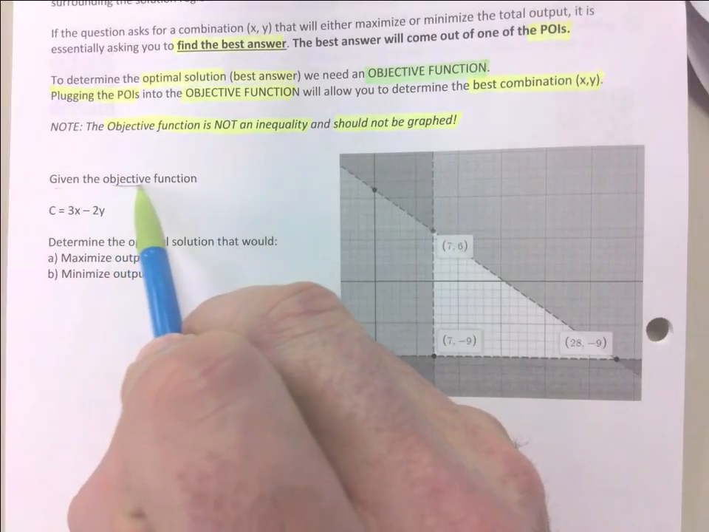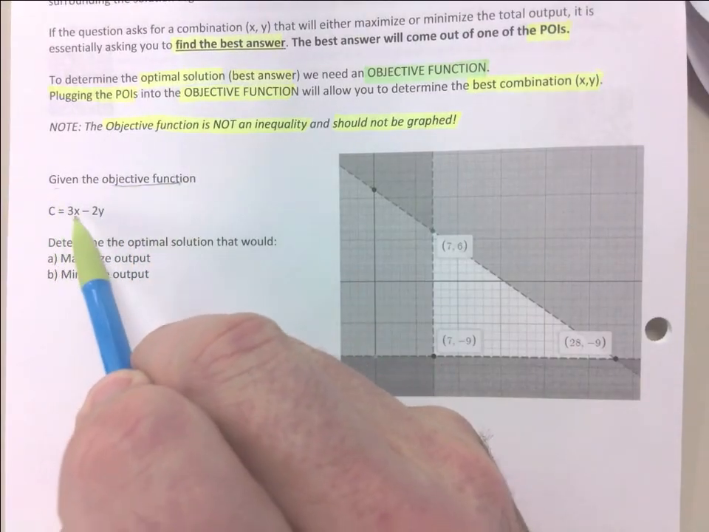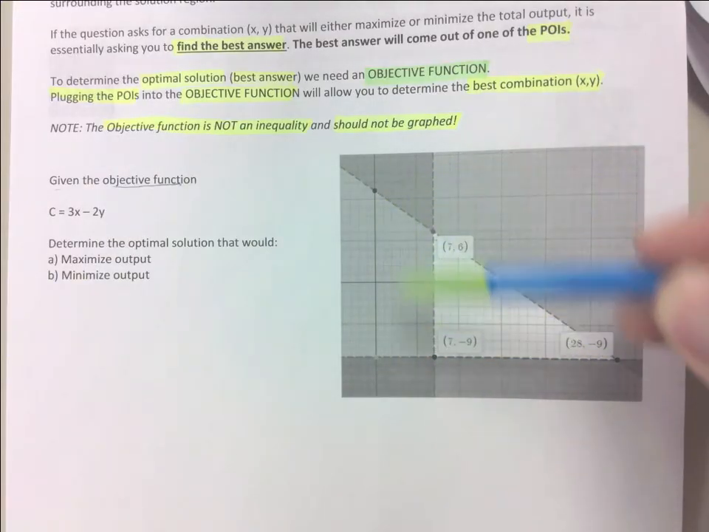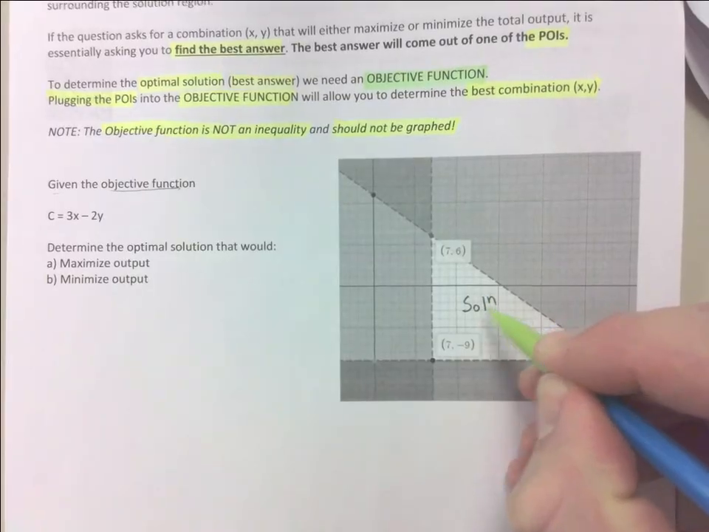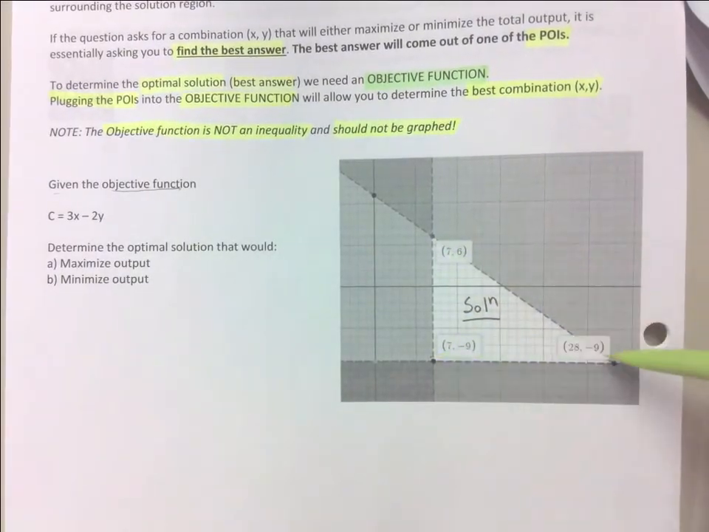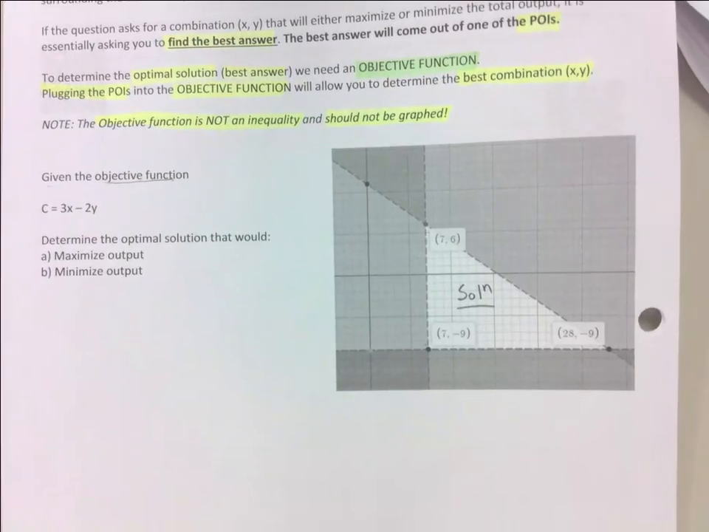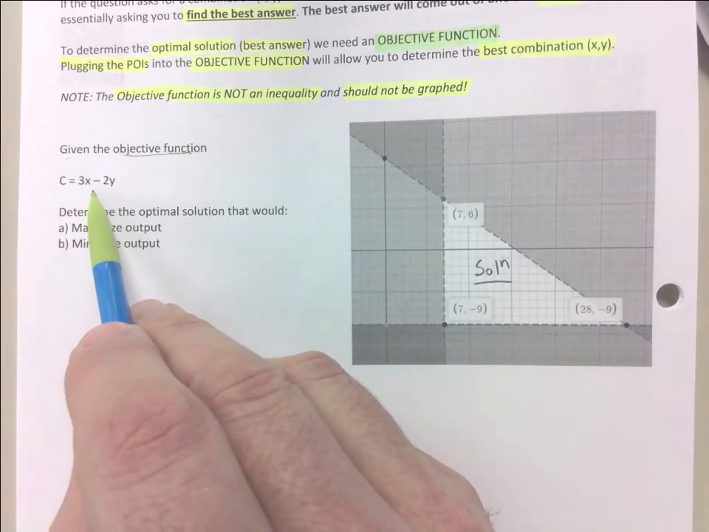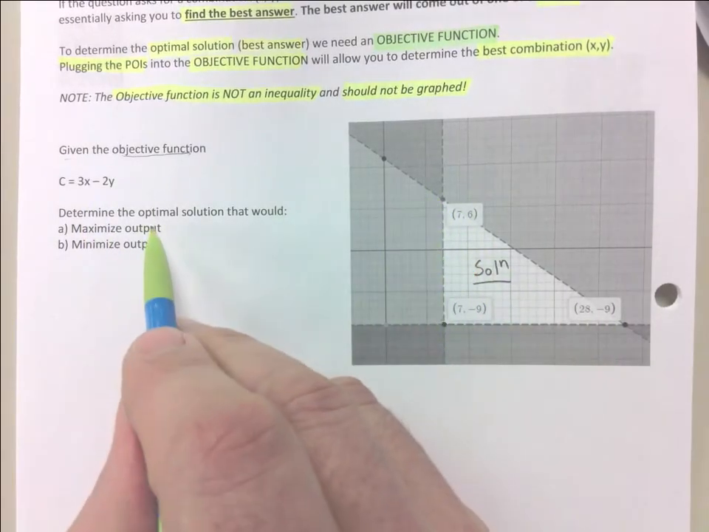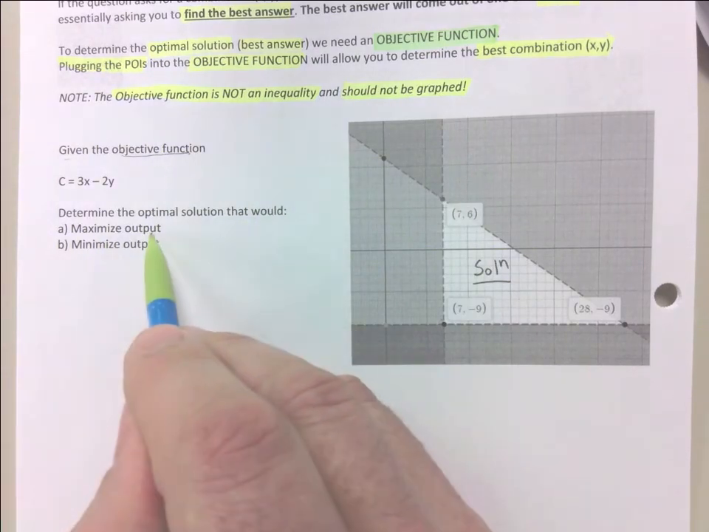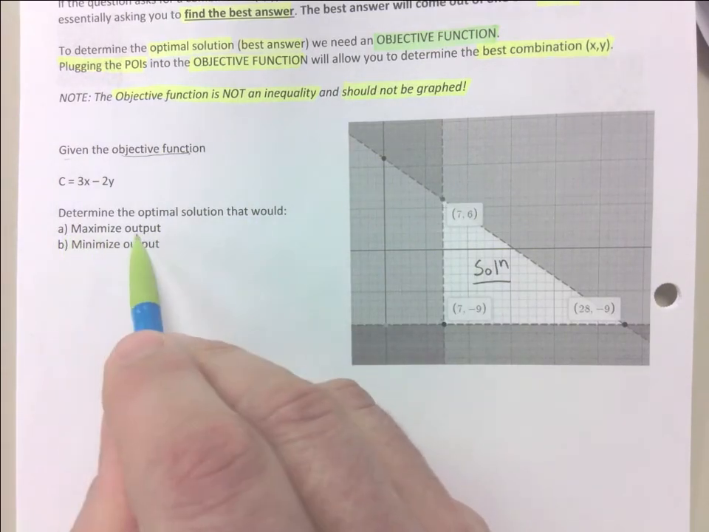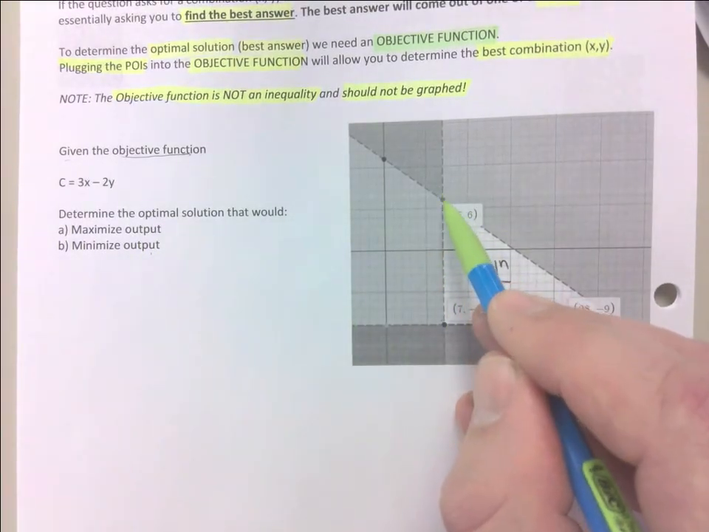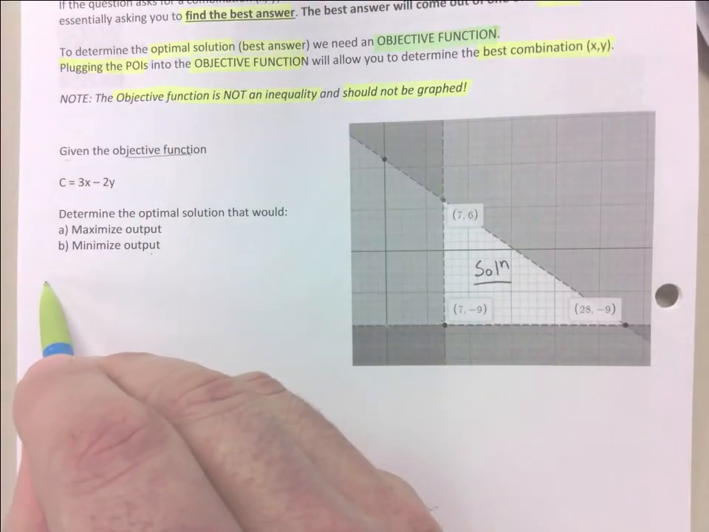But let's say you're given an objective function that looks like this, not an inequality. Let's say you already did all the work, you graphed it, you shaded it, you determined this is your solution region, and you've got 3 points of intersection surrounding it. The objective function will allow you to find the best answer. So determine the optimal solution that would maximize output or minimize output. We're going to figure out which one gives us the maximum and which gives us the minimum. Let's do it as follows.